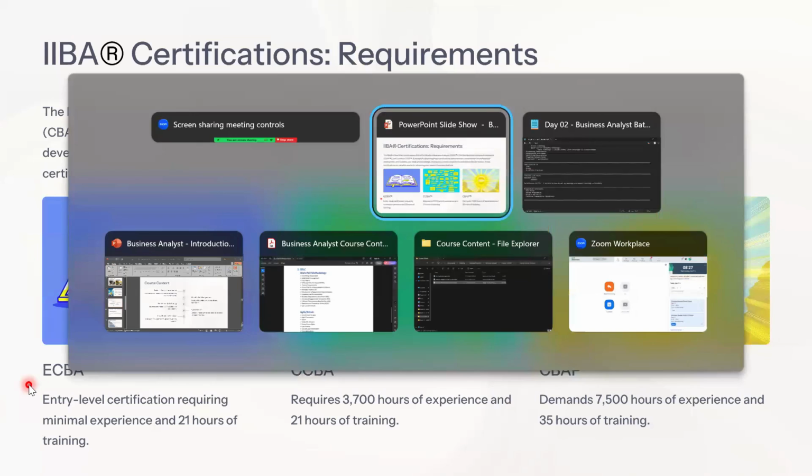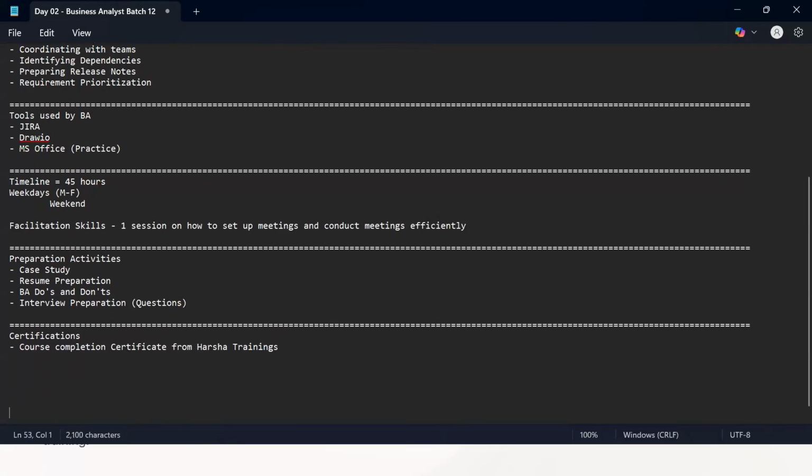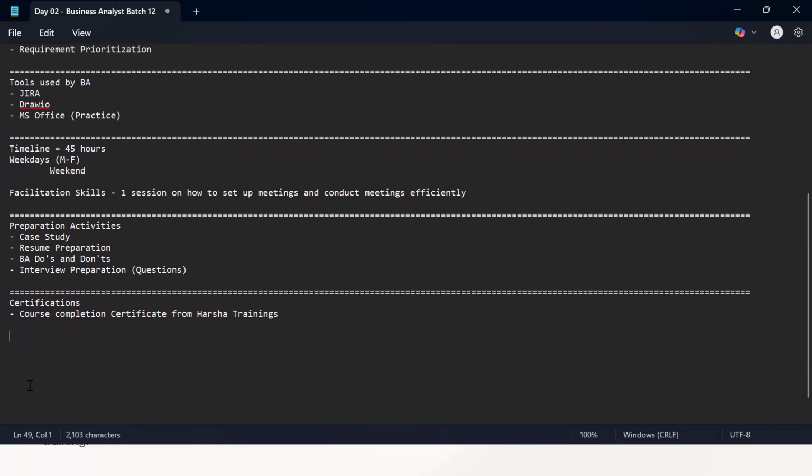Now, often students ask questions on certifications. Once the course is complete, you will get a course completion certificate from Harsha Trainings. This is something that we will provide to you, a course completion certificate citing that you have attended this training program from Harsha Trainings and you have successfully completed all the prerequisites for it.